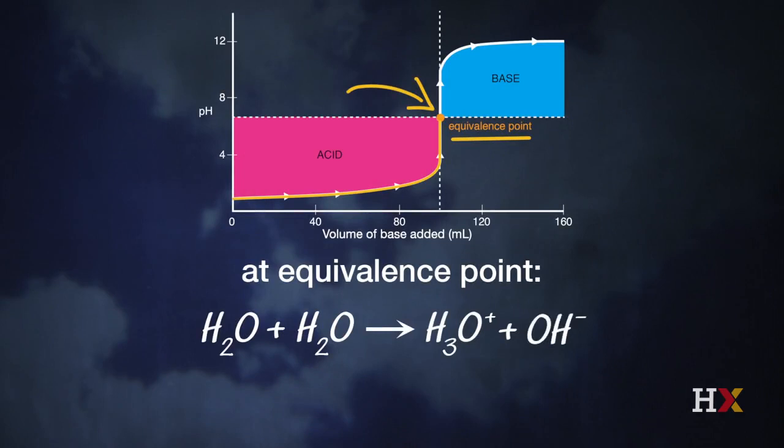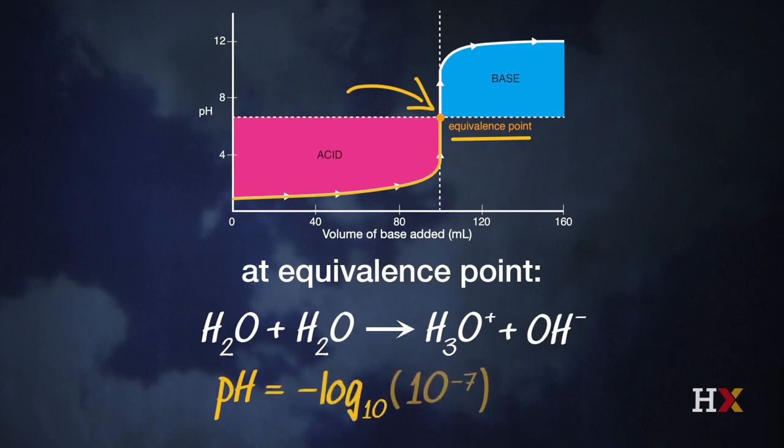Pure water has a pH equal to minus log to the base 10 of 10 to the minus 7, which is equal identically to 7. And that means that the pH at the equivalence point is driven by the autoionization of water. There's no buffering, no hydrolysis, no partial dissociation of acid and base. It's simply a function of the autoionization of water.